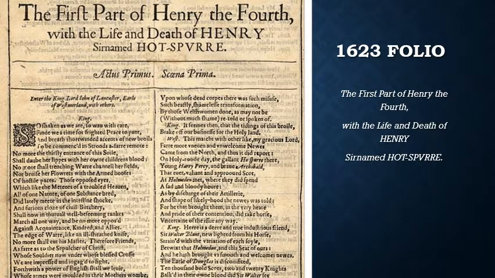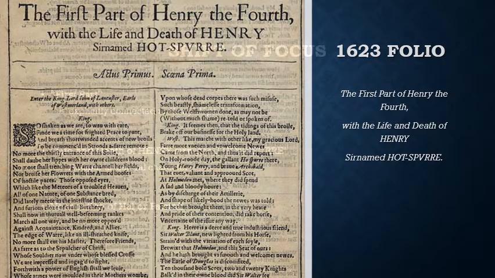Now let's fast forward 25 years to the 1623 folio. And this is the printing of the first page of Henry IV in the folio. The title here, The First Part of Henry IV, with the Life and Death of Henry, surnamed Hotspur. A much shorter title and very different in terms of the way it focuses our attention.